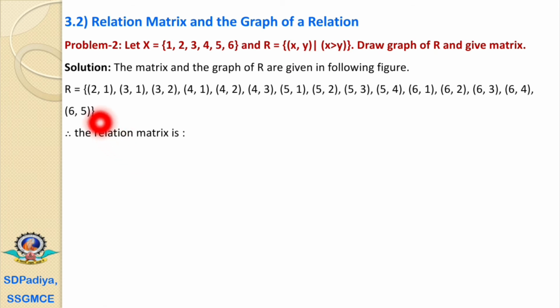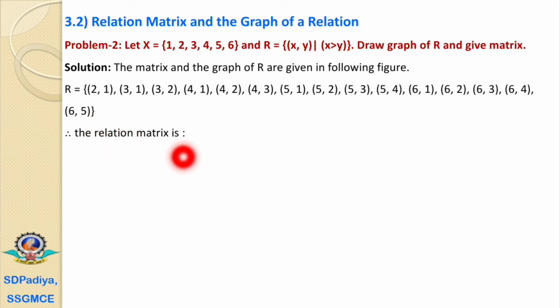Now it is greater than, that's why R is a set of (2, 1), then (3, 1), (3, 2), then (4, 1), (4, 2), (4, 3), then (5, 1), (5, 2), (5, 3), (5, 4), and then (6, 1), (6, 2), (6, 3), (6, 4) and (6, 5).